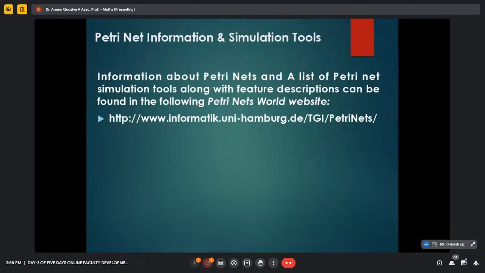And if you want to have simulation tools along with their features, this link will help you. If you use this link, you will get a list of Petri net simulation tools along with the feature descriptions. It is there on the Petri Nets World website.